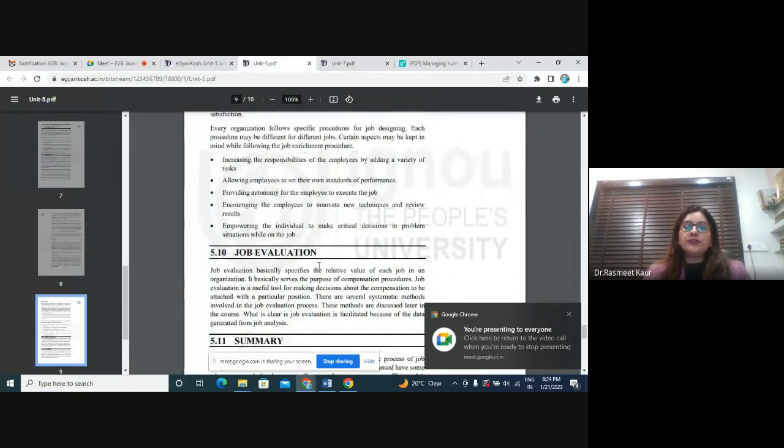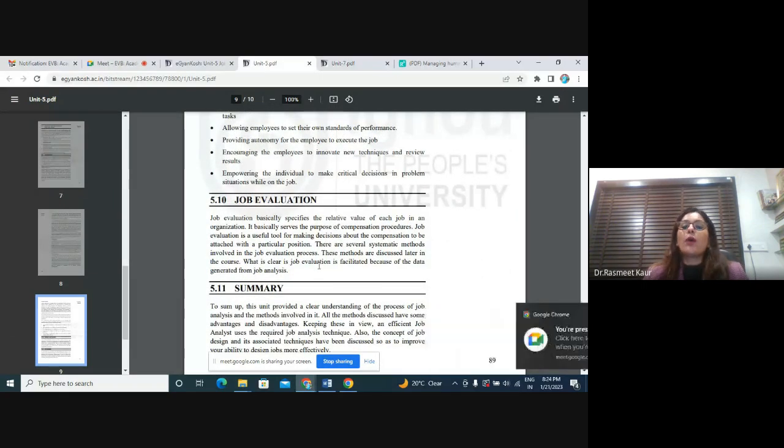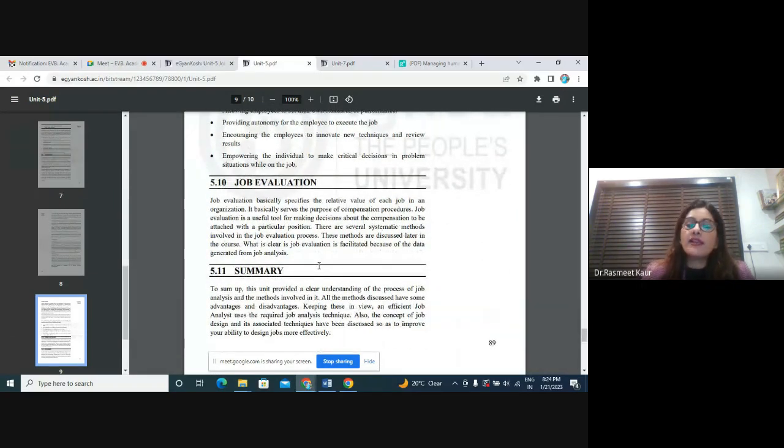With that, I'm introducing a new concept, that is job evaluation. See, job evaluation and performance evaluation are two different terms. Evaluating a job does not mean evaluating the job holder. It is basically that you are fixing a money worth or a relative value to that particular job in the organization.